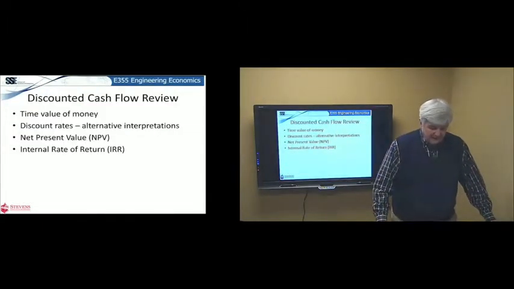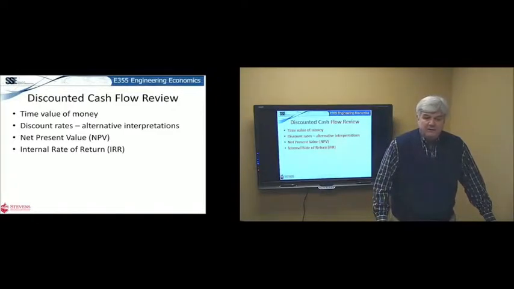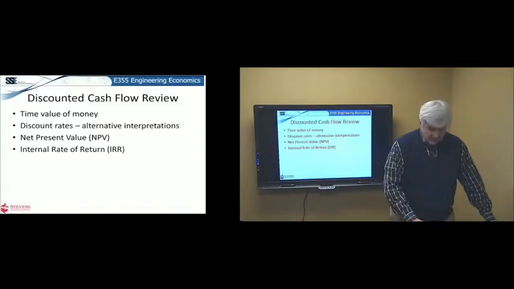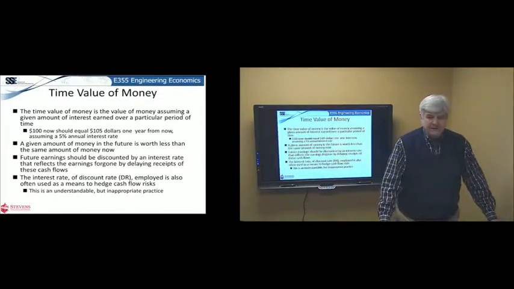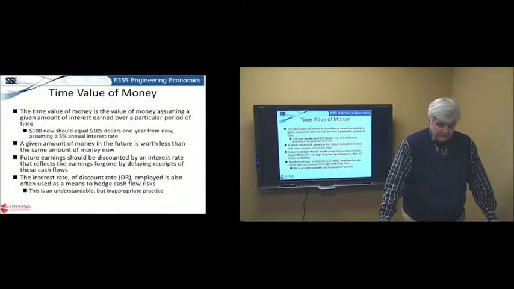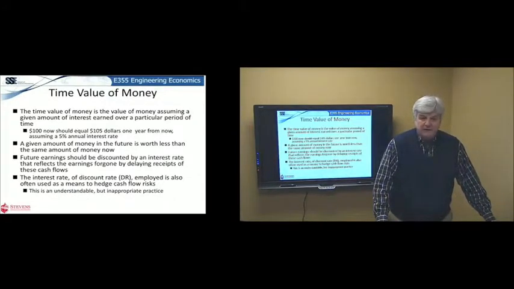So, discounted cash flow. I'm hoping that for some of you seeing this lecture, it's a review. It's all about the time value of money and the notion of discount rates, net present value, and internal rate of return. So let's review that quickly. The time value of money is the value of money assuming a given amount of interest earned over a particular period of time. So for example, $100 now should equal $105 a year from now, assuming a 5% interest rate.